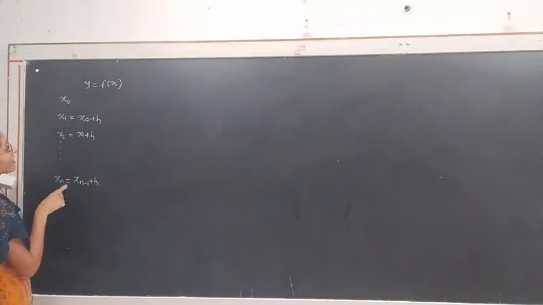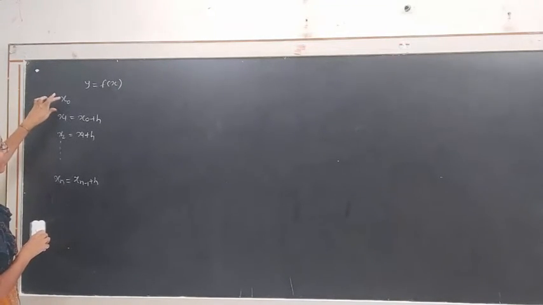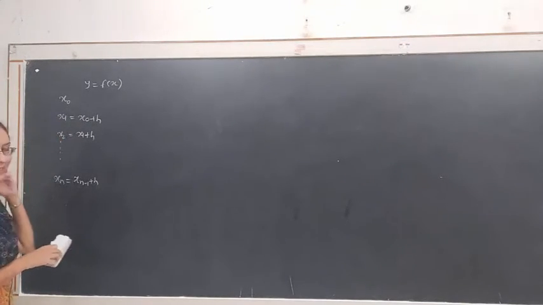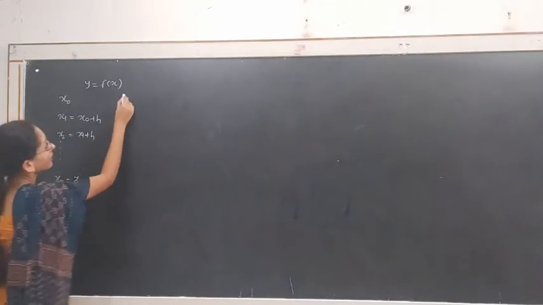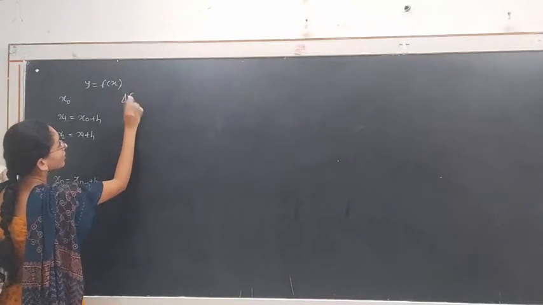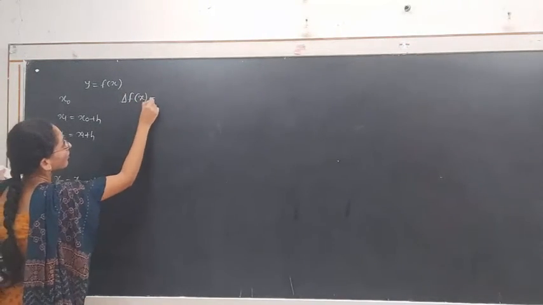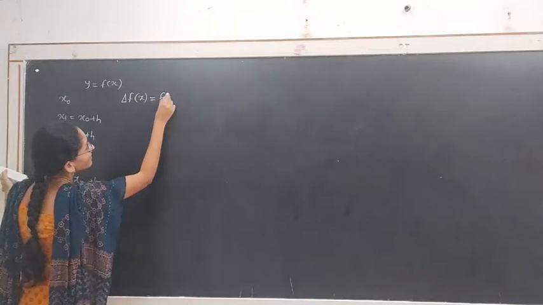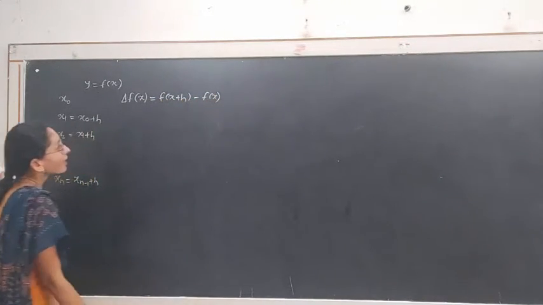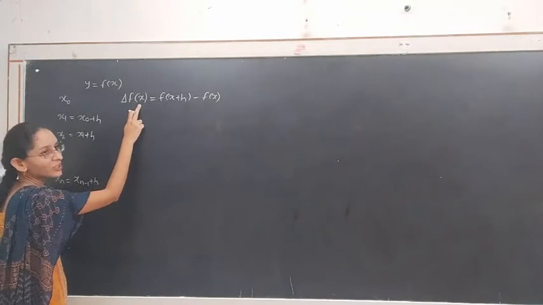Then the difference between any two consecutive values of x is the same, constant. x1 minus x0 is h, x2 minus x1 is h, and xn minus xn-1 is h. Then we define this formula: del f of x is equal to f of x plus h minus f of x. This is the first order forward difference for the function f of x.